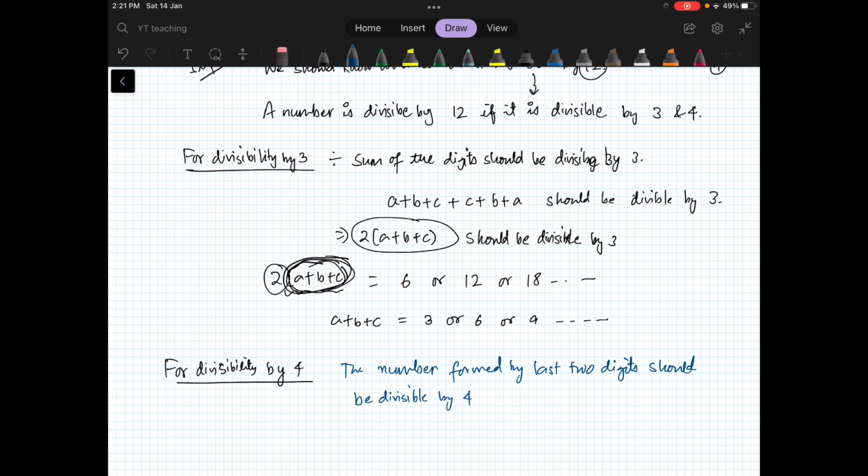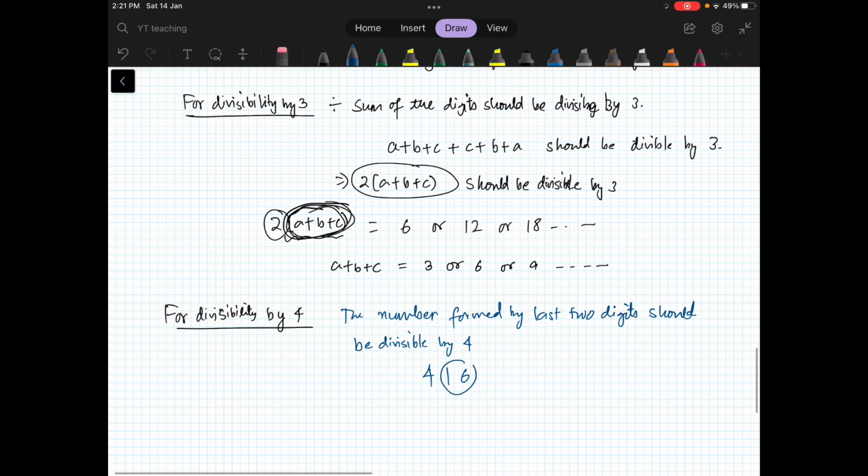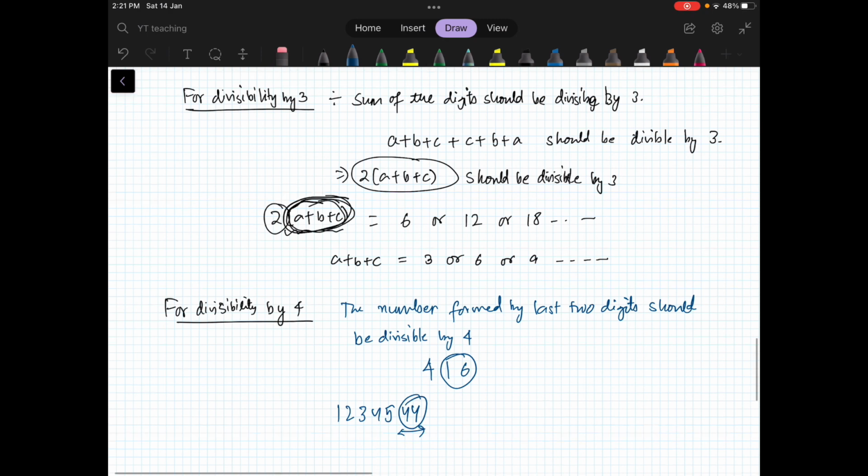For example, if you look at this number 416, if you just look at the last 2 digits, it is divisible by 4. So this number is divisible by 4. If you have a number like this, just check the last 2 digits. If they are divisible by 4, like this number 44, which is divisible by 4, the whole number is going to be divisible by 4.